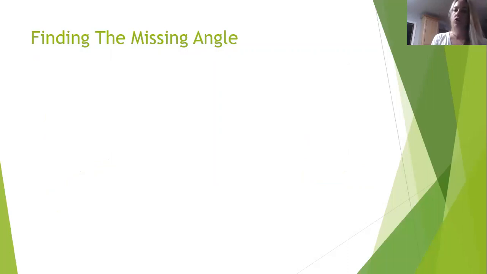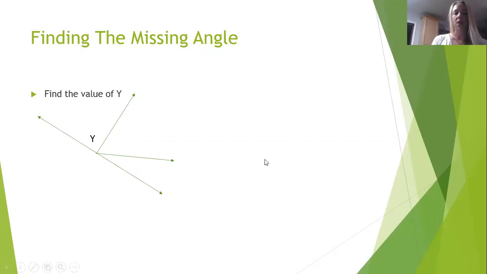I'm going to walk you through two more of these. First, we're going to find the value of angle Y. So I'm starting with a 180 degree angle that you can see right there. And I'm adding two more line segments to that to get 1, 2, 3 angles. We have angle Y there. We have 61 degrees for my second angle and 32 degrees for my third angle.